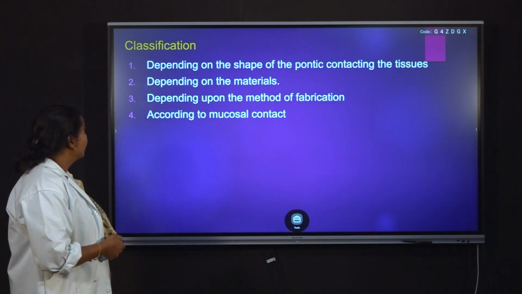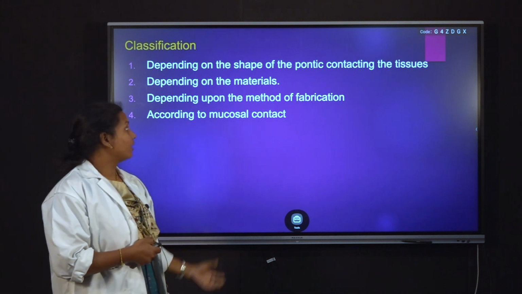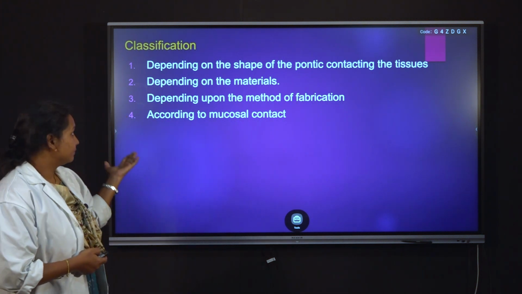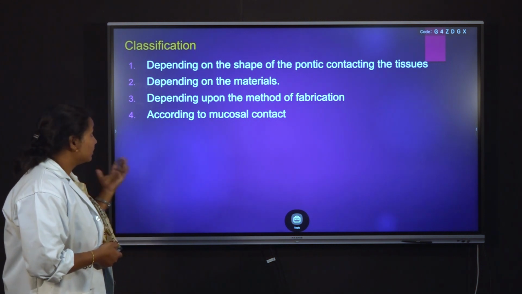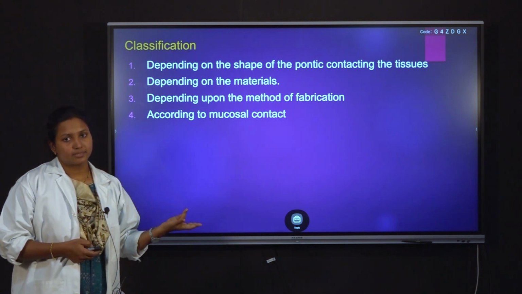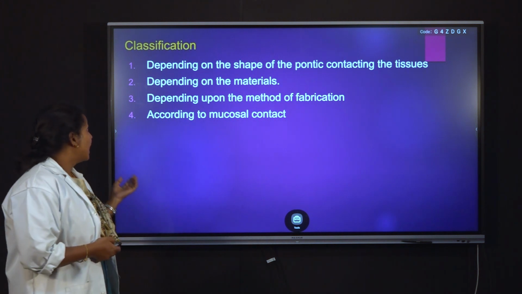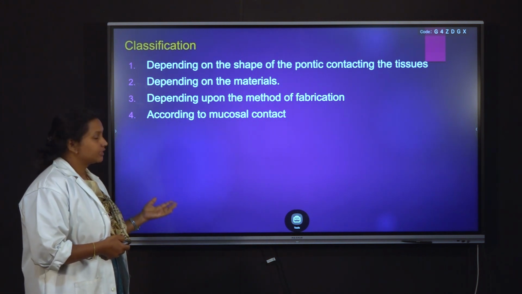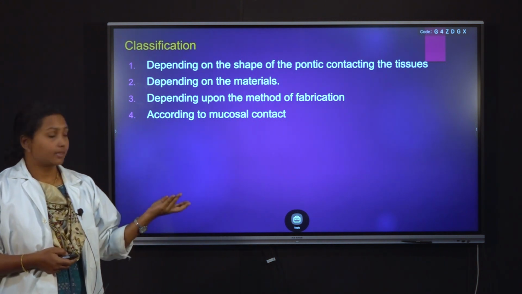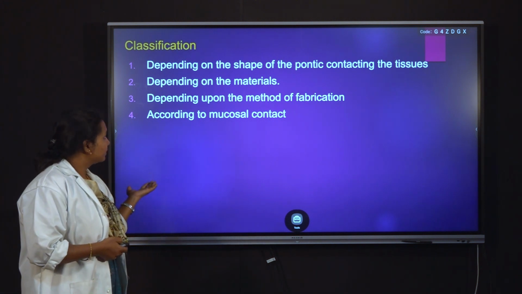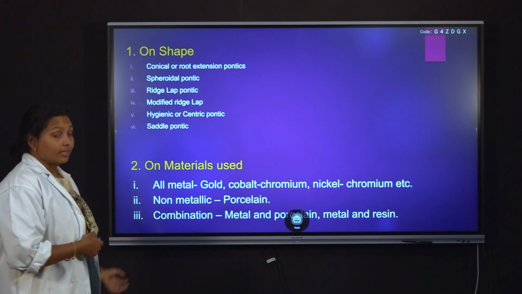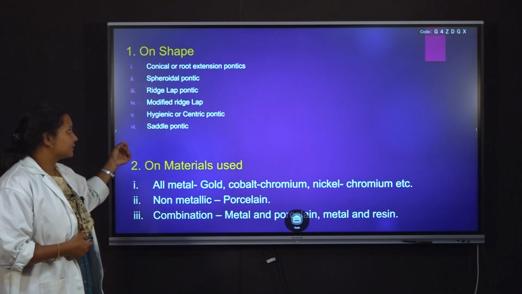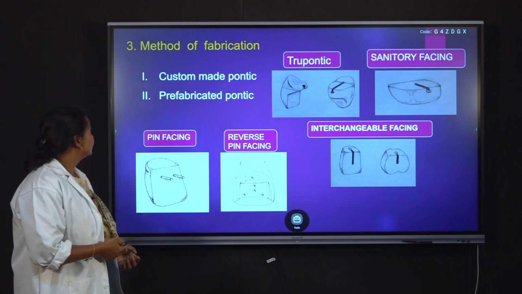Classification of the Pontic, depending on the shape of the Pontic contacting the tissue, there will be with mucosal contact and without mucosal contact. And depending on the material, all ceramic, metal ceramic, all metal Pontics. And depending upon the method of fabrication, prefabricated Pontics and customized Pontics. And according to the mucosal contacts, with mucosal contact and without mucosal contact. These are the different Pontics. I will be discussing it in further slides.